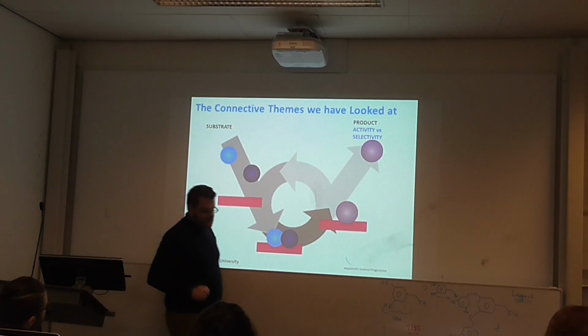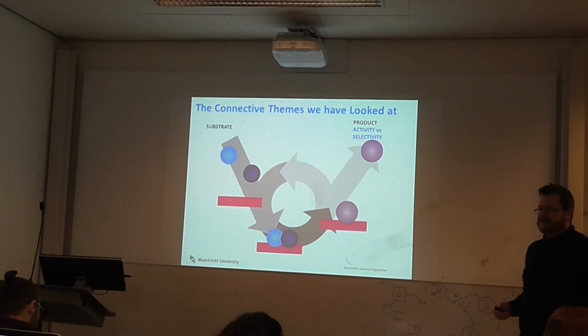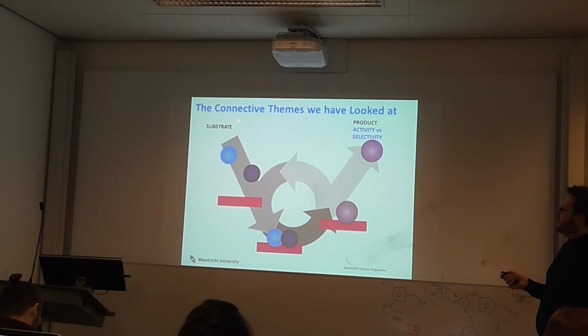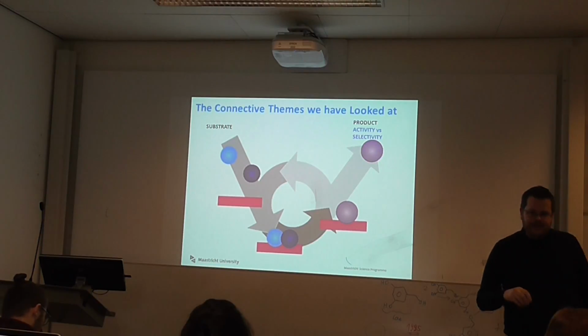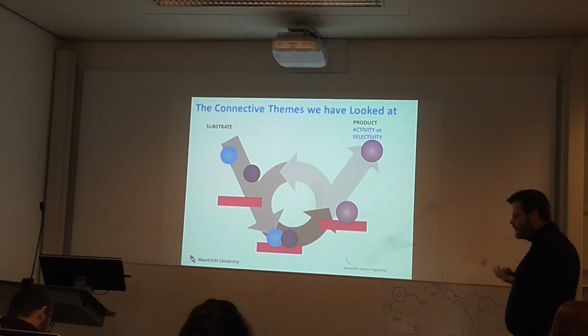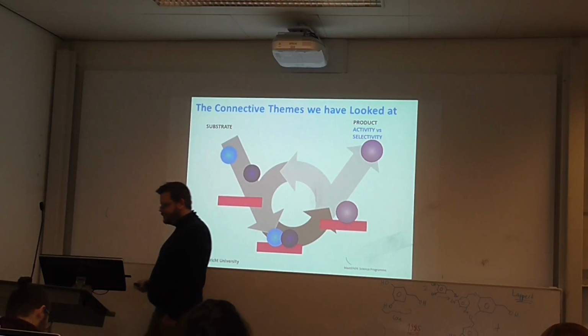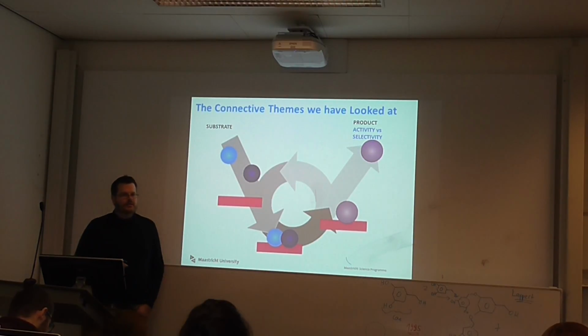What did we learn in this course? And what were things that sort of ran through it as connective themes? Well, obviously, one of the most important things is that we start off with a substrate and we end up with products. And the two issues always are selectivity and activity. In other words, how active is the catalyst and how selective is the catalyst? And remember, we distinguished 4 different types of selectivity. Can someone mention those?